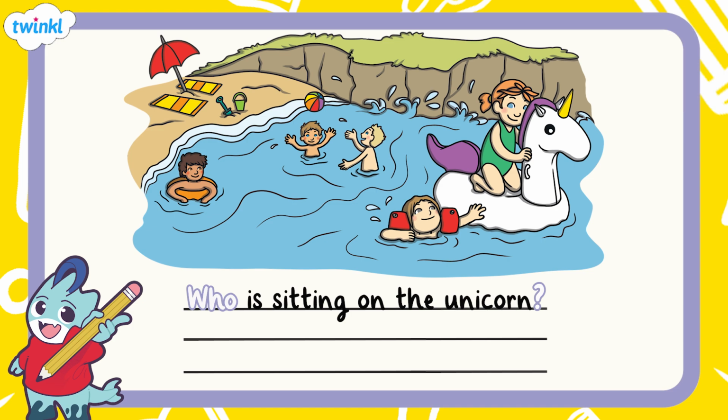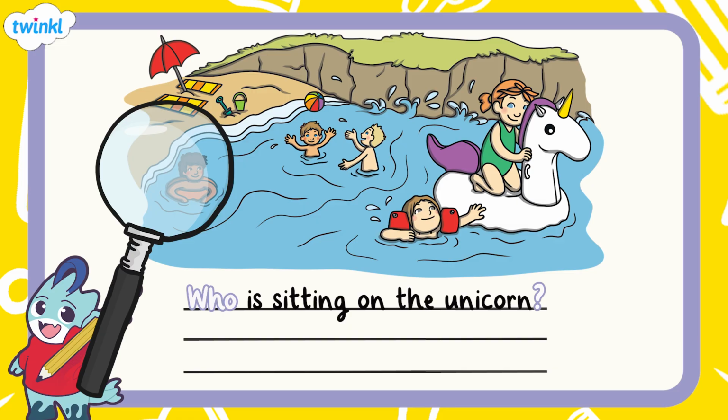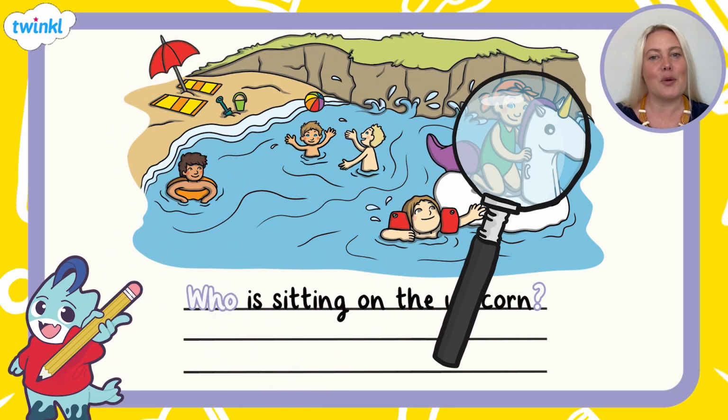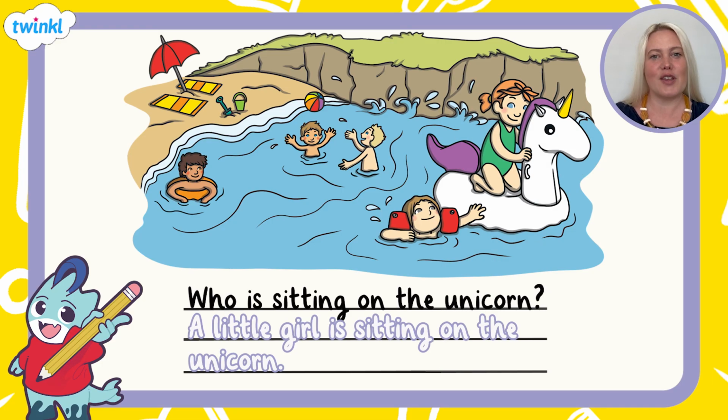Now let's use our eyes to scan the picture and answer Blot's question. Who is sitting on the unicorn? That's right, a little girl is sitting on the unicorn.